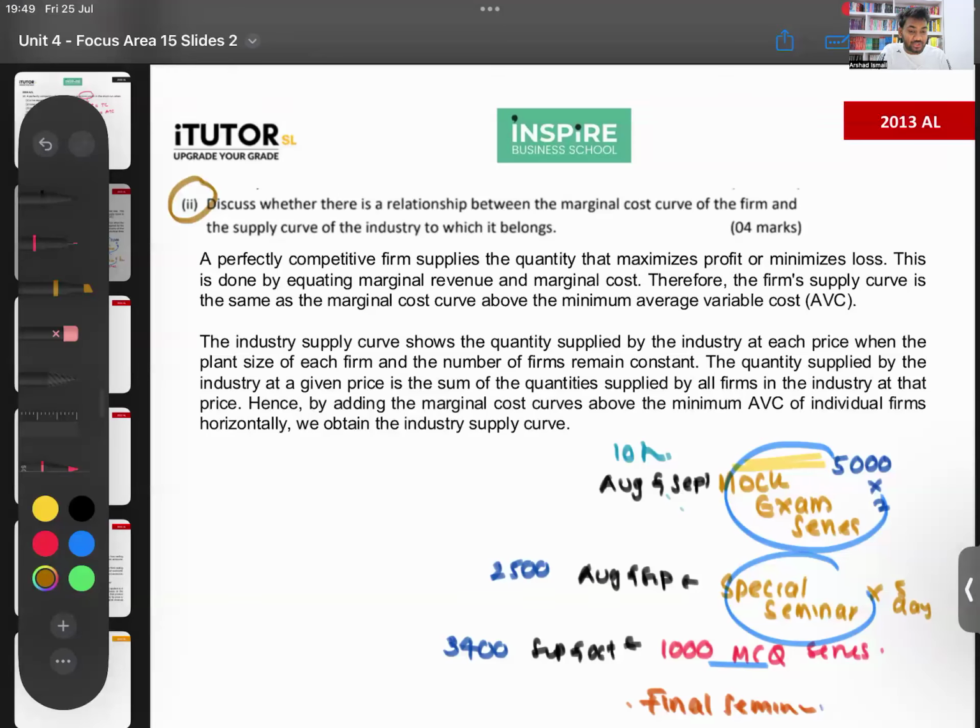2013 A levels, question number 2. So question number 2 is saying, discuss whether there is a relationship between the marginal cost curve of the firm and the supply curve of the industry. Right now, usually there is a relationship between the marginal cost curve of the firm and the supply curve of the firm. No, here they are talking about a supply curve of the industry.